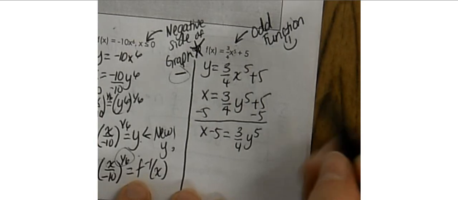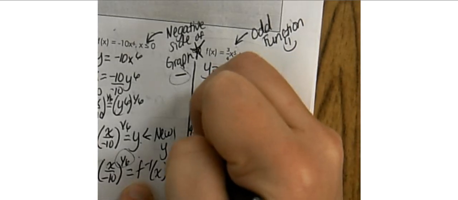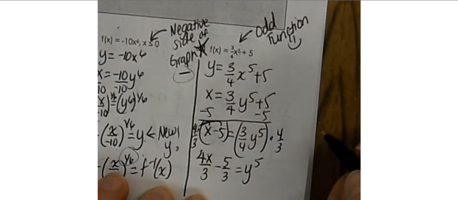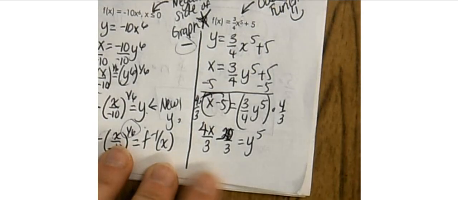And then from here, I'm going to get rid of my 3/4 by multiplying both sides by 4/3. I'm going to distribute the 4/3 to each term, so I have 4x over 3 minus 5 over 3, and that's equal to y to the 5th power. I'm sorry, that's not 5, that's 4 times 5 is 20, excuse me. So that's 20 over 3. From here, I need to get rid of the 5th power, so I'm going to put parentheses around both sides and raise both sides to the 1/5 power.